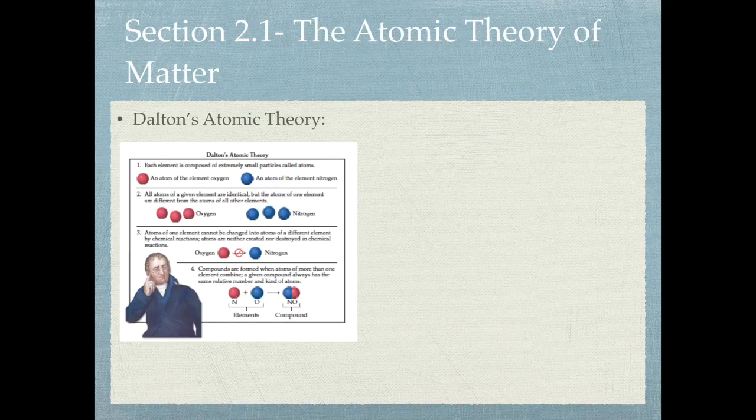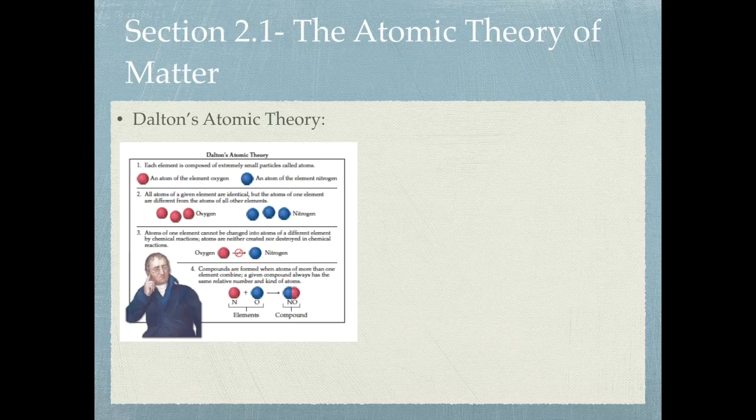The next thing he stated was that all atoms of a given element are identical, but the atoms of one element are different from the atoms of another one. So oxygen atoms are different from nitrogen atoms, but all oxygen atoms are the same. And we'll look at the characteristics, specifically the subatomic particles, in order to prove that.